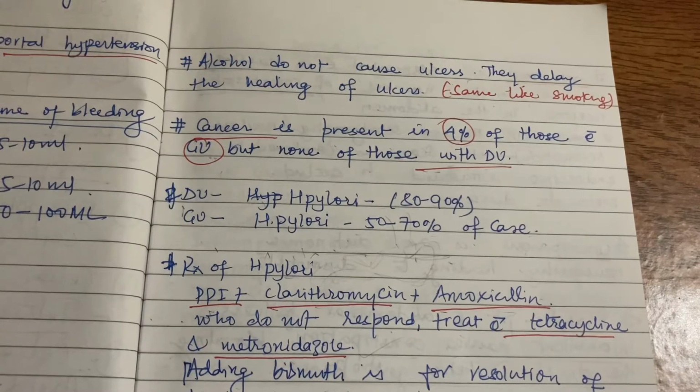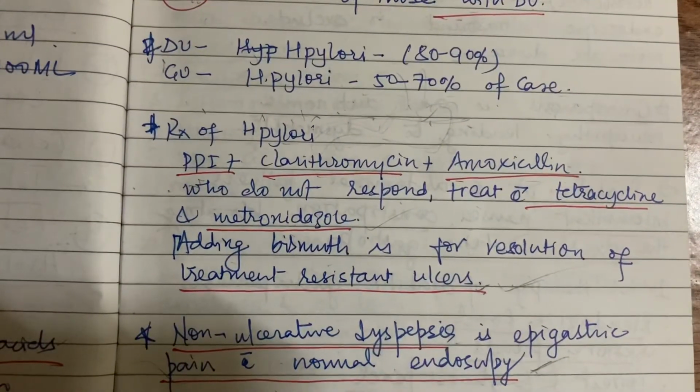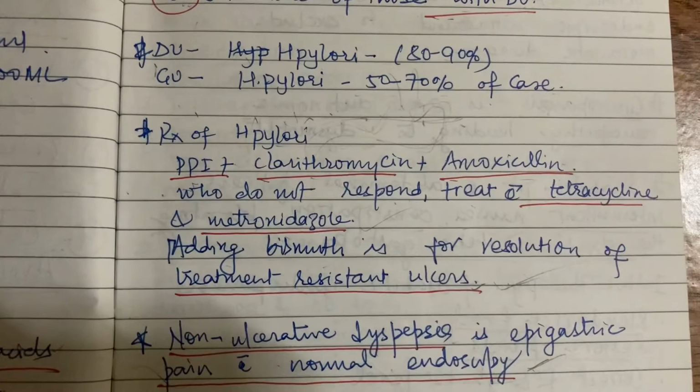And treatment of H. pylori: PPI, clarithromycin plus amoxicillin. Those who do not respond, treat with tetracycline and metronidazole. Last time I mentioned the triple therapy in the part 1 lecture. Actually, there is quadruple therapy as well. In quadruple therapy, we would use bismuth for resolution of treatment resistant ulcers. Non-ulcerative dyspepsia is epigastric pain with normal endoscopy.